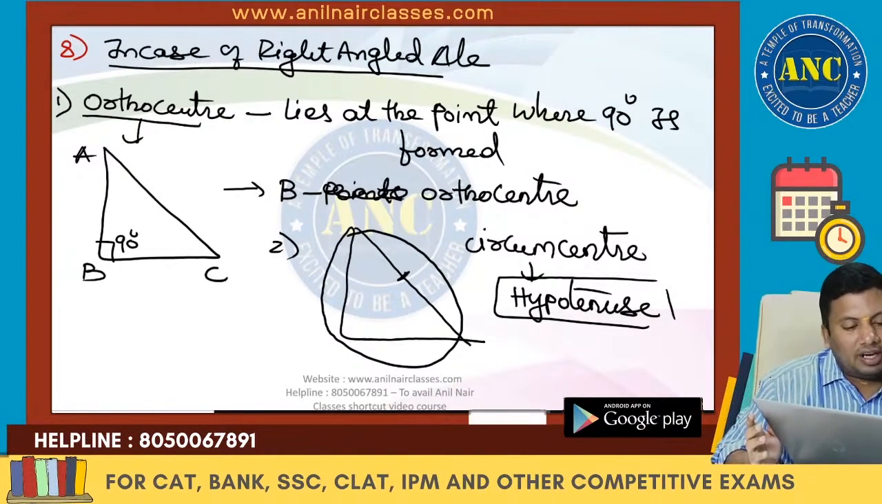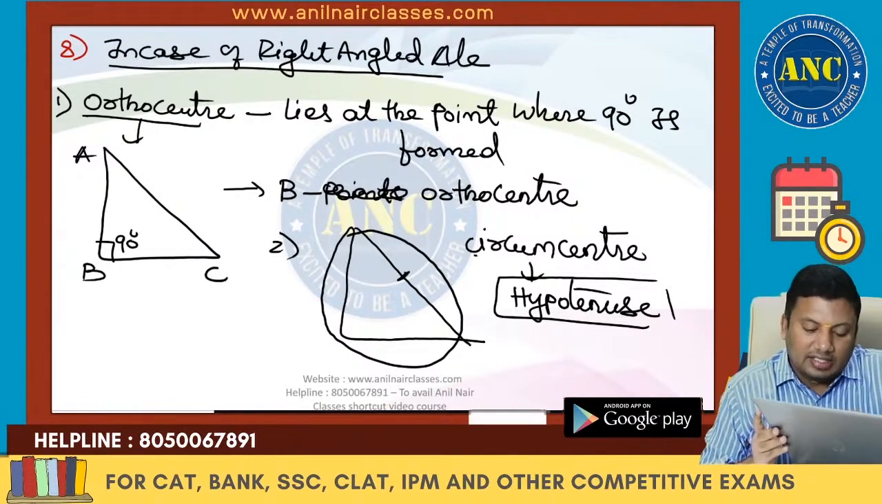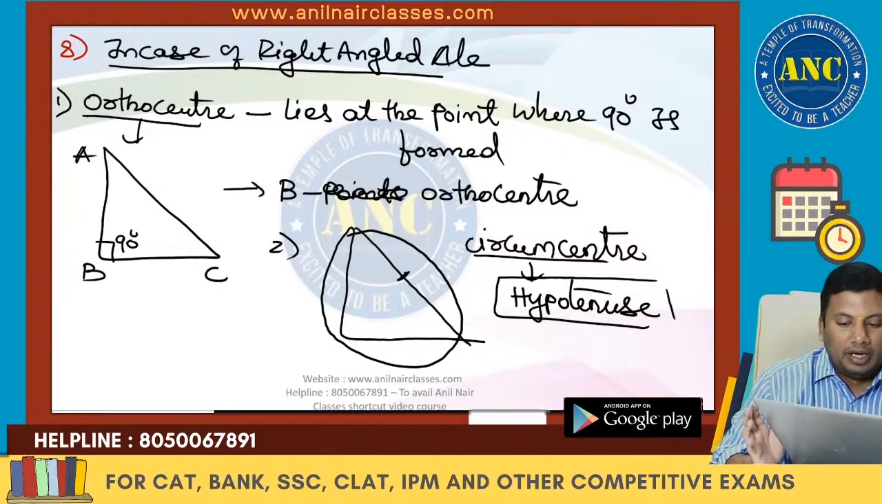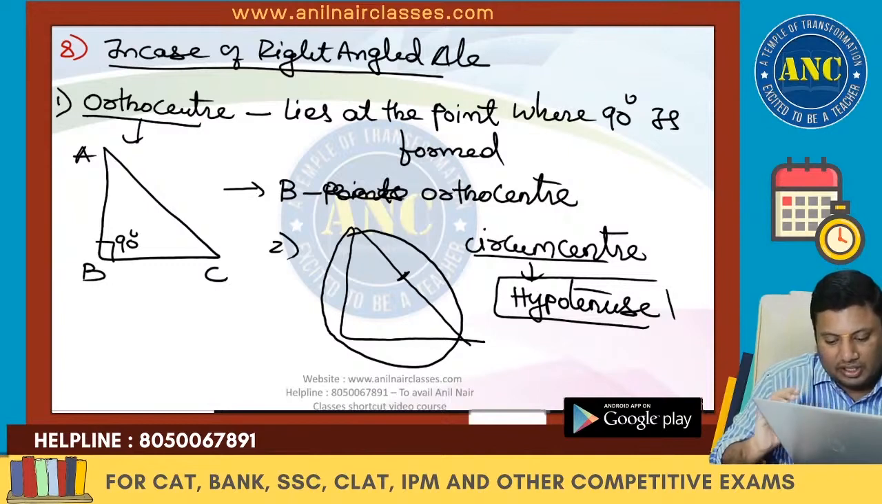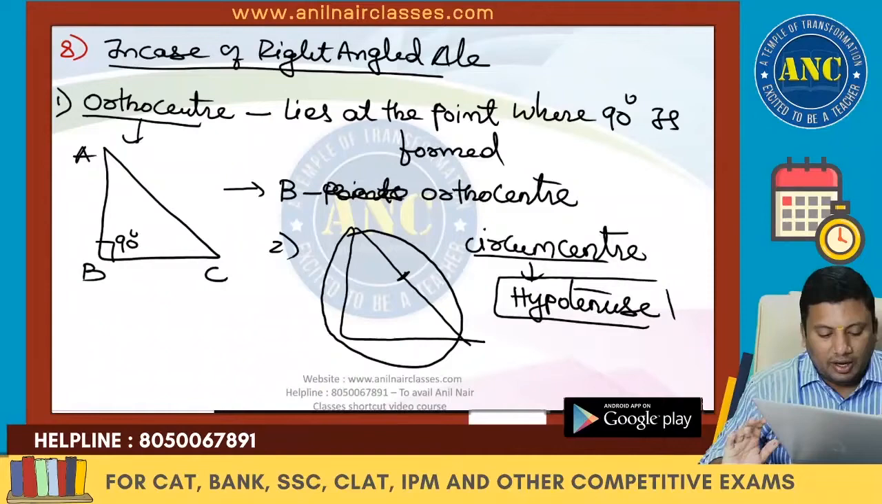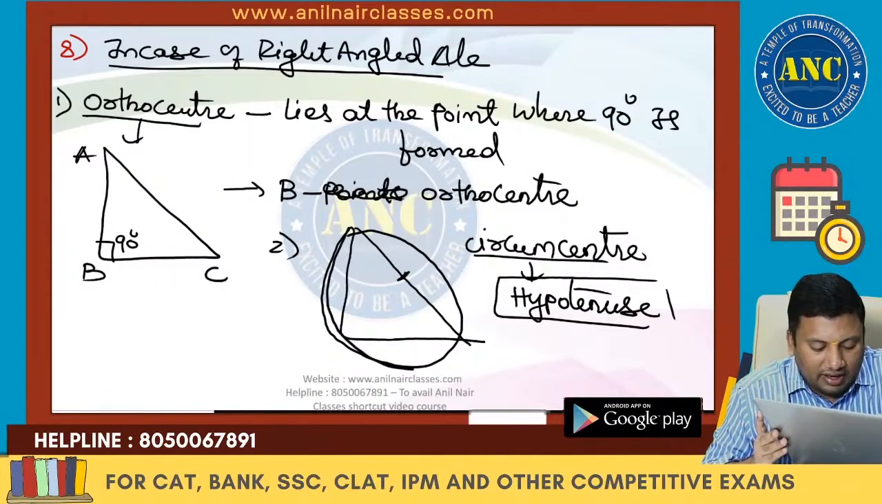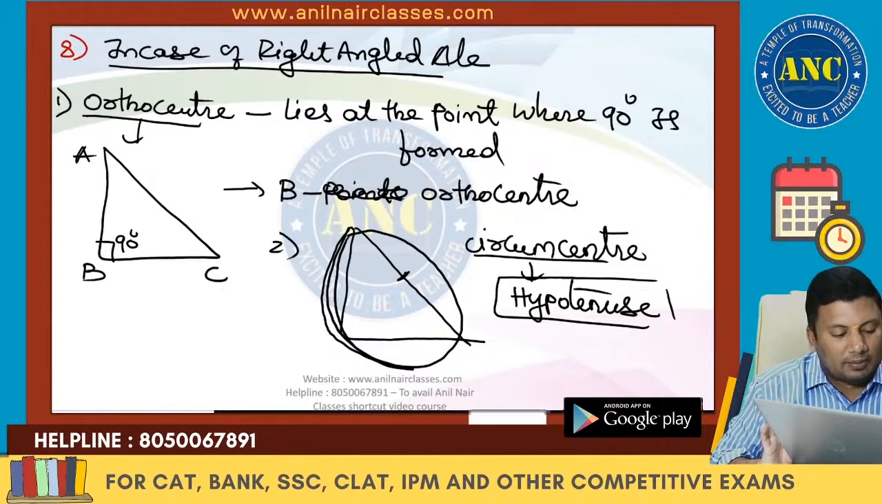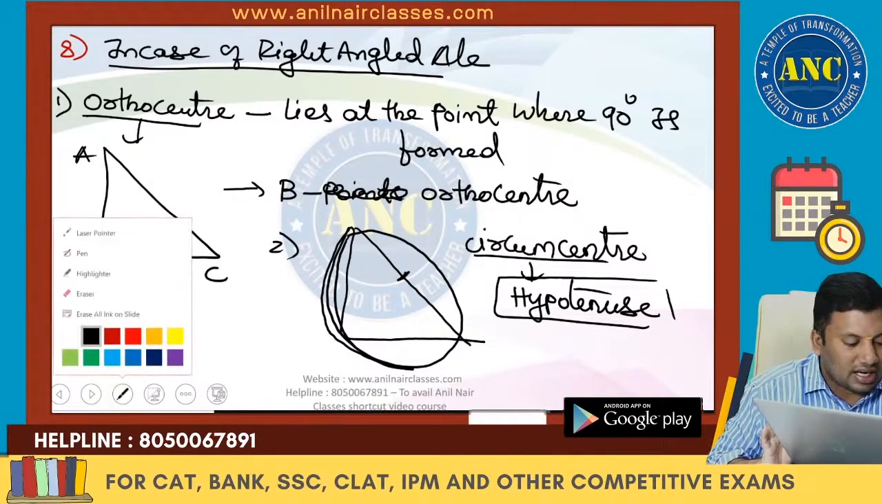Orthocenter is the point of intersection of 90 degrees. Circumcenter is nothing but the point of intersection of perpendicular bisectors. First and second point, I hope it will touch the vertices, sir. It will touch the vertices. Orthocenter and circumcenter.